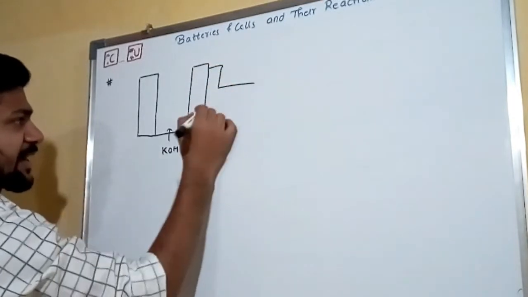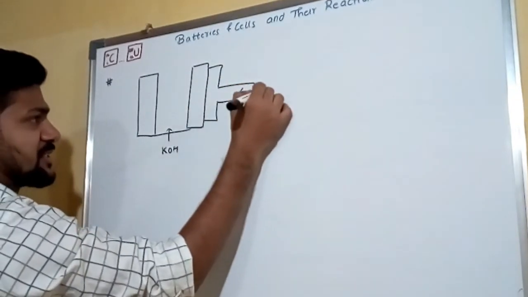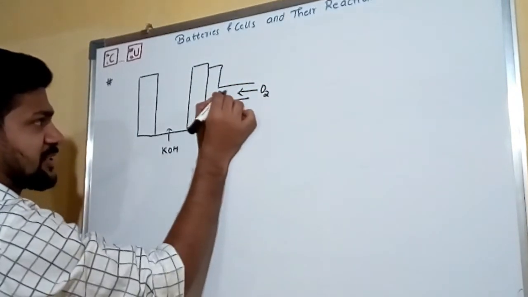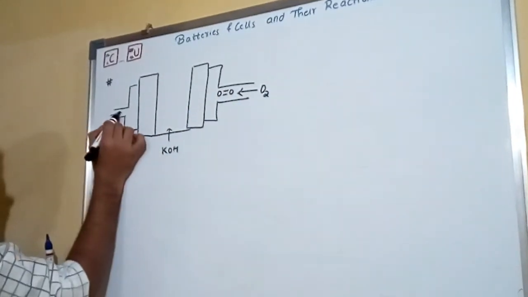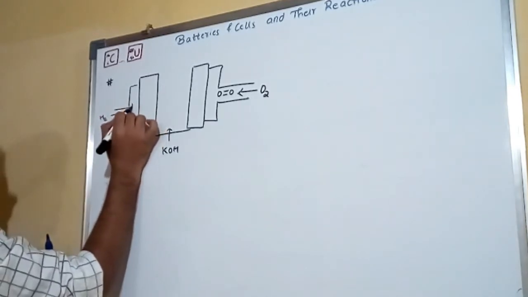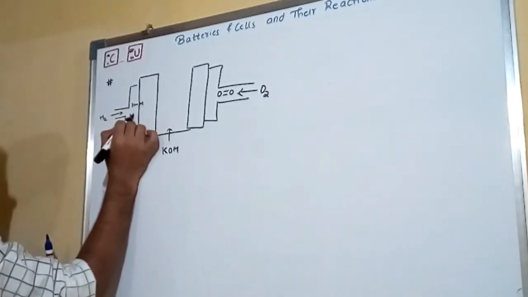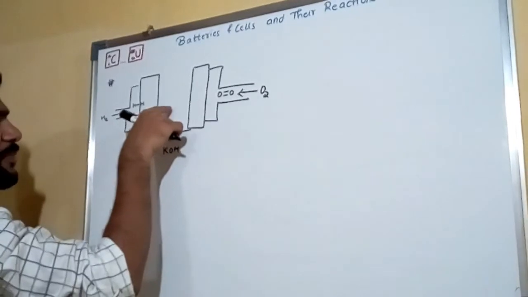Let us say there is an outer jacket from where you can pass oxygen over here. That will be O2, that's nothing but oxygen, double bond oxygen. And let us say this is the second inlet from where you can pass hydrogen. So this will be H2, hydrogen bond hydrogen. What you will be having will be KOH over here.